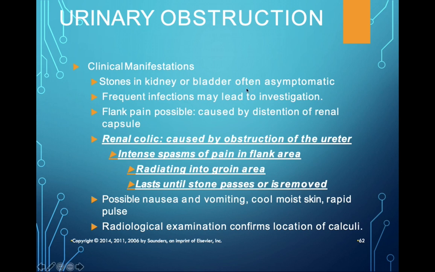So stones in the kidney or bladder are typically asymptomatic. Frequent infections can lead to an investigation of them, but they tend to be asymptomatic. The person may start to experience some back pain or flank pain around the outsides, and that's caused by distension of the renal capsule. Now there's something called renal colic, and the renal colic is caused by an obstruction of the ureter. This is going to be a result of these intense spasms of pain in the flank area. It can radiate into the groin, and it lasts for a pretty long time until that stone either passes or is removed. It can lead to nausea, vomiting.